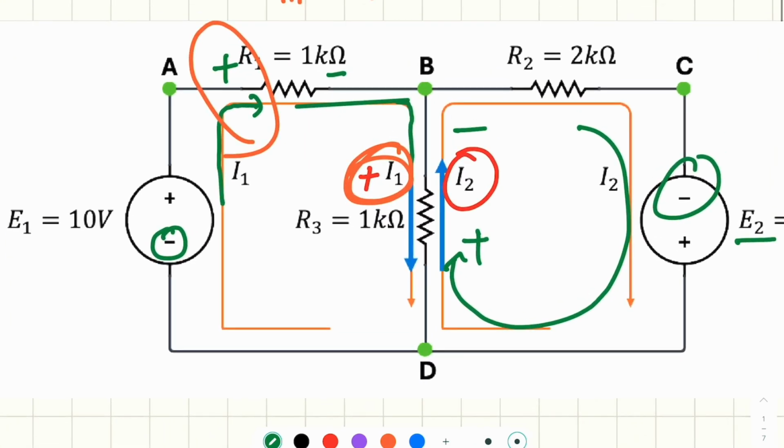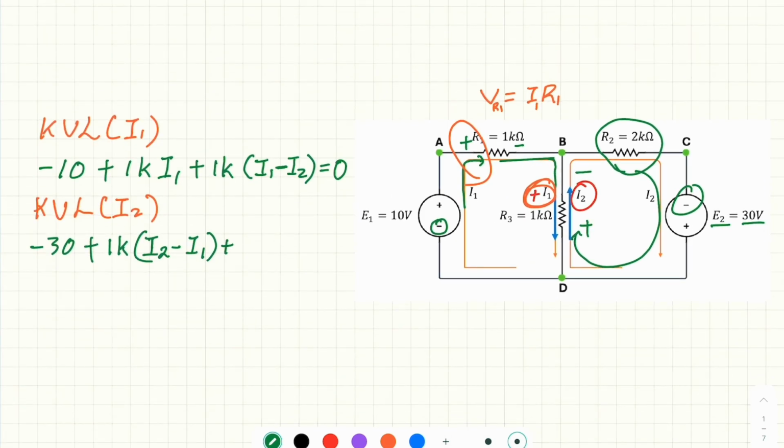Next, the mesh current I2 also passes through R2, and the value of R2 is 2K, and the potential across this one, of course, is plus 2K I2. So you can say now we have two equations and two unknowns. The first unknown is I1, the second unknown is I2. And the aim is to try to find I1 and I2. It means we solve this system of equations.